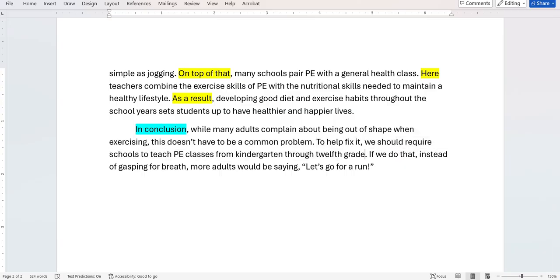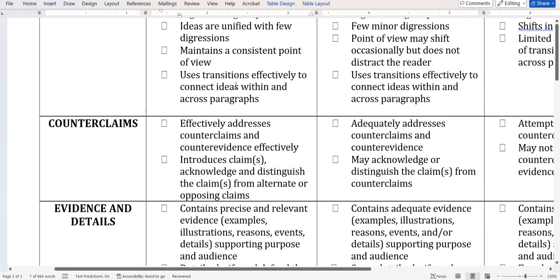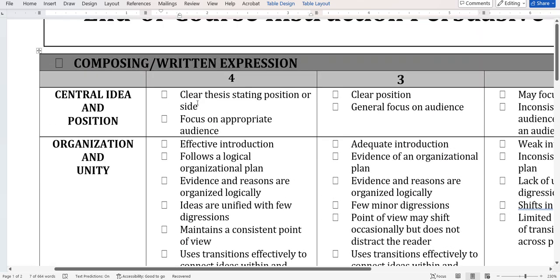So then if we go back through, check everything. Have a clear thesis. Yep. Focus on an appropriate audience. That is, I'm writing professionally.